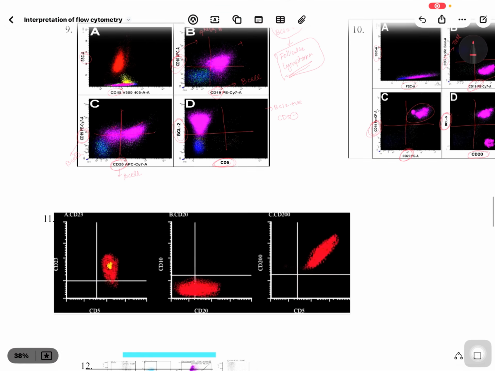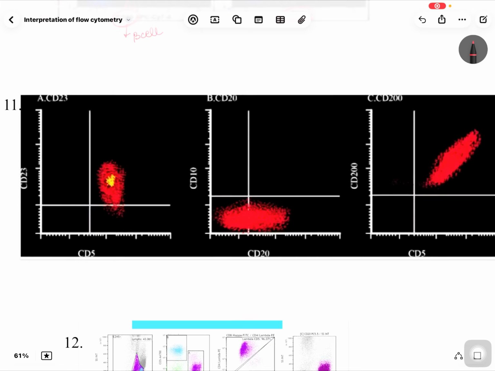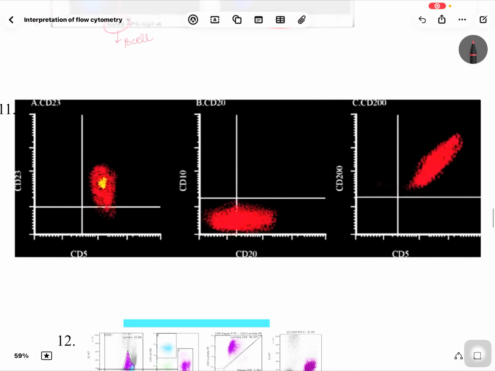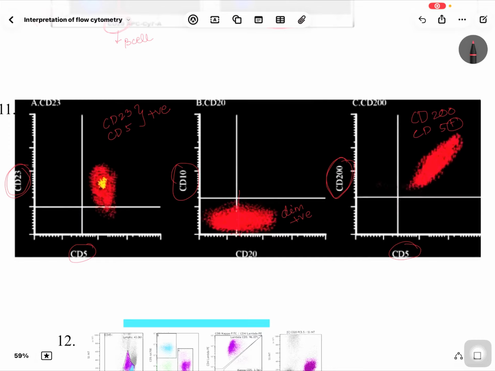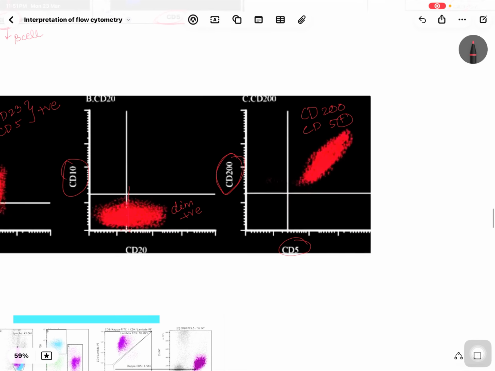Moving on to the next one, which is this. So what is this? CD23 and CD5 are positive. Then CD20 is dim positive. CD10 is negative. And then CD200 and CD5 positive. Which category, which cheat code, does this belong to?